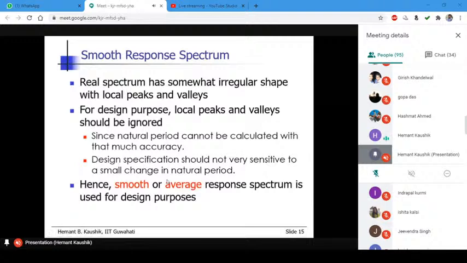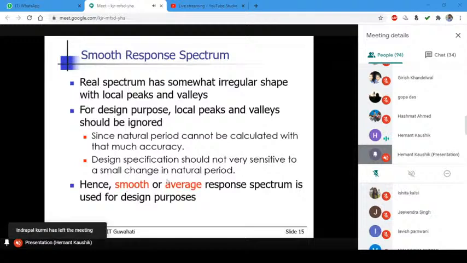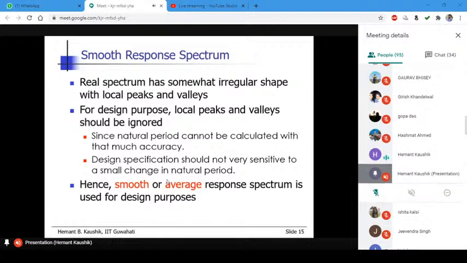So now, how to smoothen these response spectra? We have seen the real spectrum, they are irregular, with local peaks and valleys. So we ignore these peaks and valleys, we try to smooth them by having a large number of ground motions, and then doing averaging. Even after doing that, we are not able to actually regularize the shape. So in that case, we actually ignore some of the peaks and ignore some of the valleys just to have a smoothened or average response spectrum.